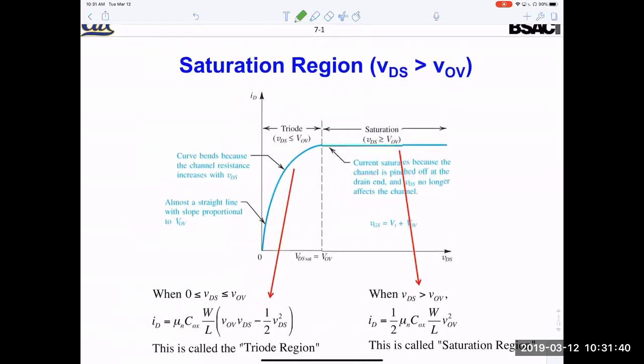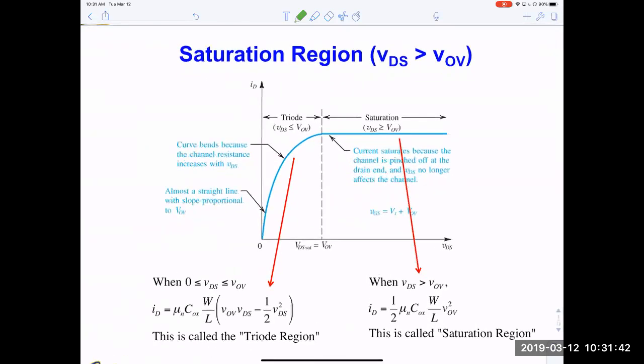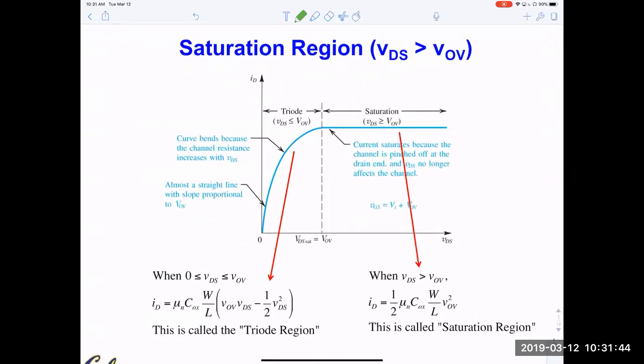So the first slide is basically a review of what we had earlier. It's identical slides: triode region, saturation region, okay? And so this is the large signal model. What is the large signal model? Basically, these two equations are the large signal models, okay?